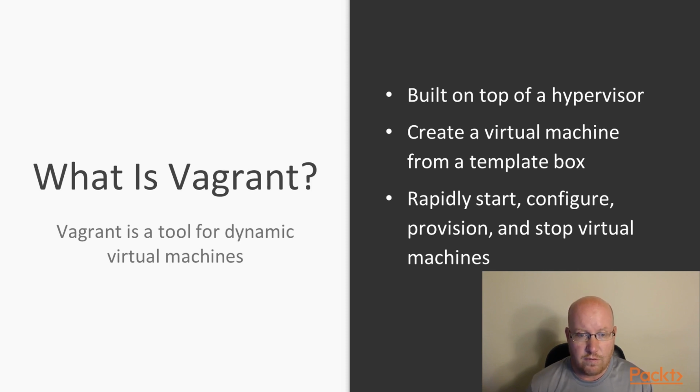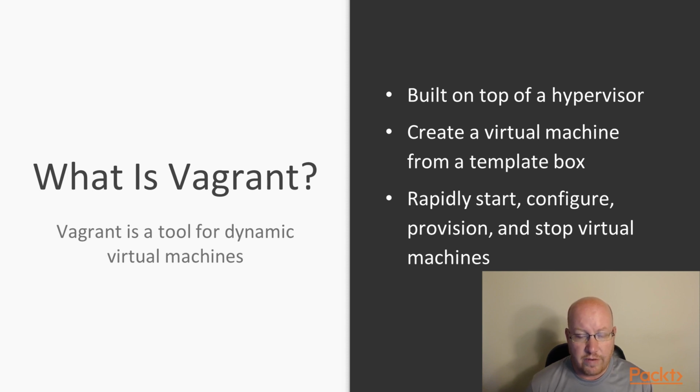Vagrant is a tool for building, installing onto, and provisioning, which is the term that Vagrant uses, dynamic virtual machines. What we mean by that are virtual machines that are started, used for a little while, and then torn back down again. Vagrant comes from HashiCorp, the same company that provided Packer. And much like Packer, it's designed to run on top of some existing hypervisor. That could be VirtualBox, it could be Amazon Web Services, and we'll look at both of those examples in this section.